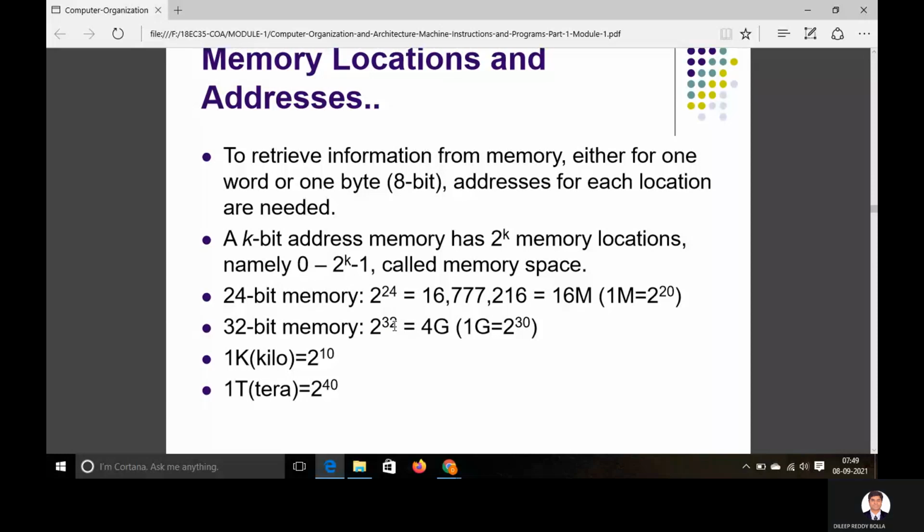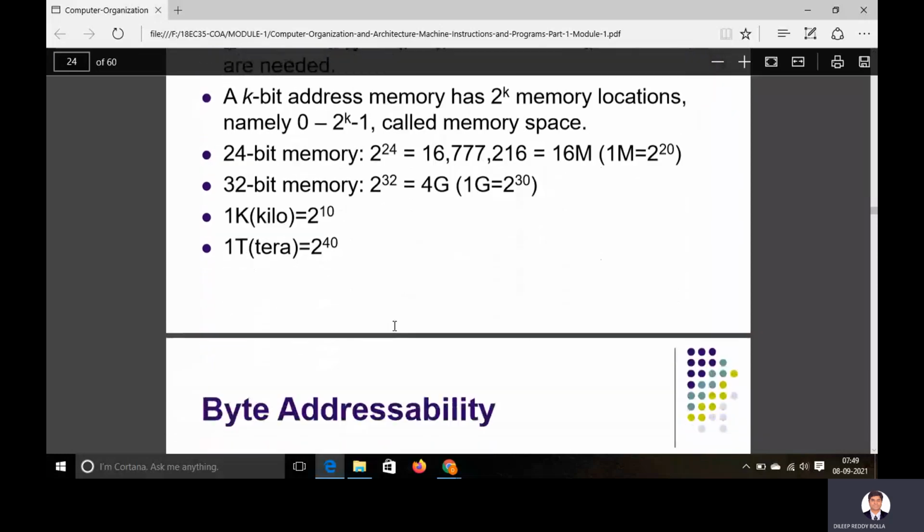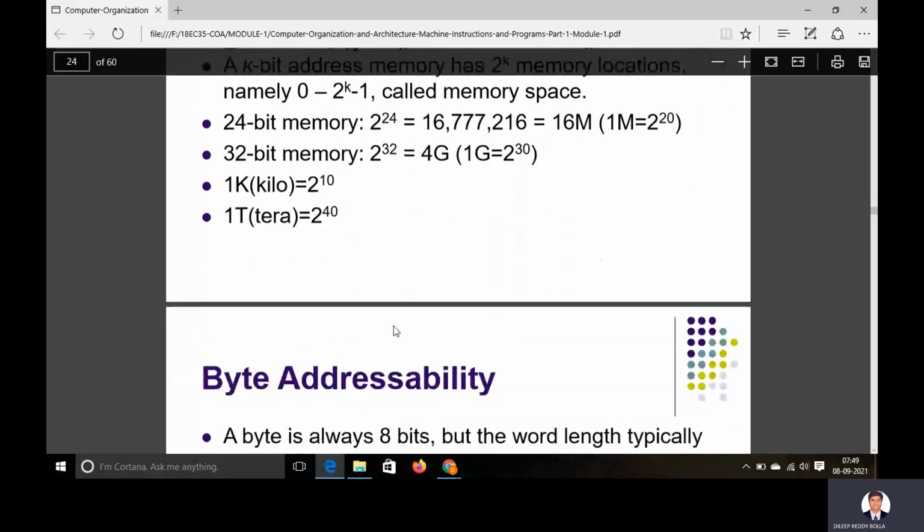So this way it goes on, and in the next session we're going to discuss more on byte addressability and bit addressability.